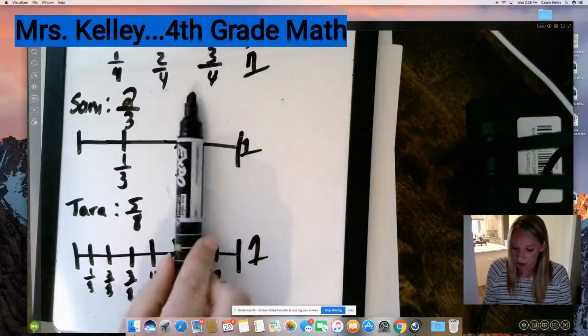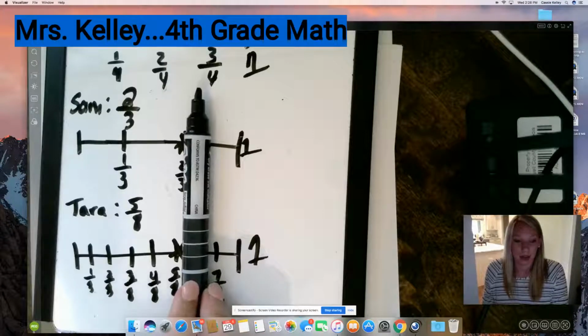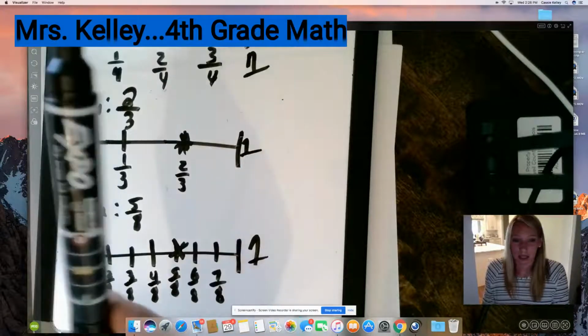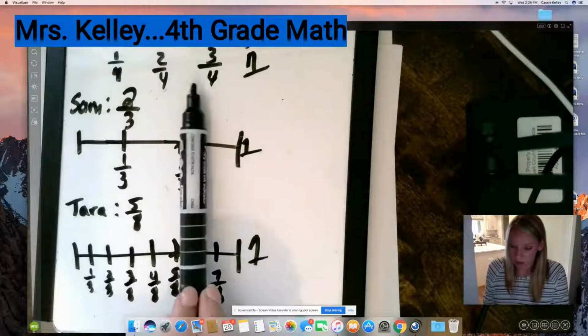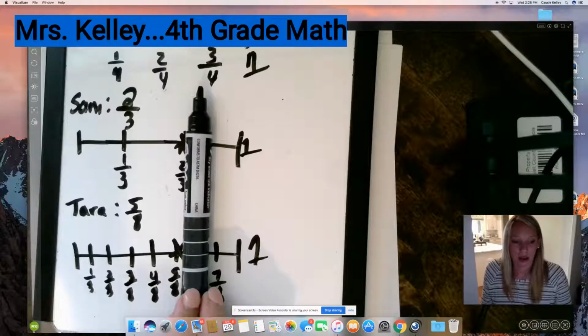If you look closely, it appears as though Sam and Tara ran exactly the same amount. If you look a little closer, and sometimes it helps a lot to take your pencil and line it up because that's a really straight edge, or if you have a ruler, that would be great too. But if you do line these up, you can see that Tara's star is a little bit shorter.